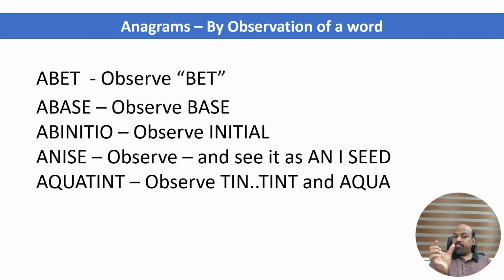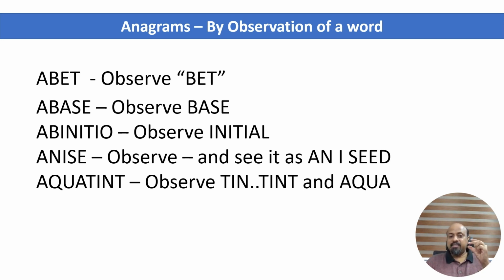Abase, you take the base, right? Base means bottom or low. So pushing you low, abase, that's the kind of meaning, put down, degrade, right. That's how you relate and get the meaning. So this is, again, not by relating with words, but by anagrams. Take ab initio, which means from the beginning. So observe that initial, initio, ab initio. Anise is a very difficult word from that perspective, by looking at the anagram.